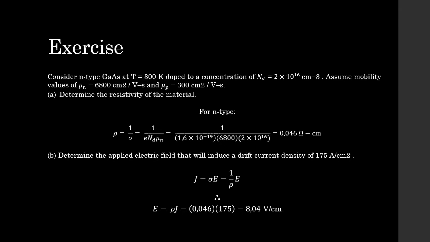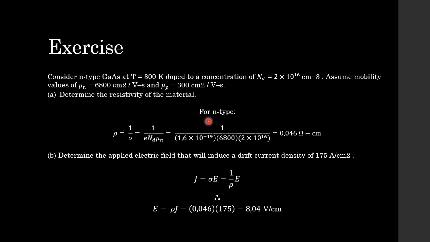And we have an exercise for that. Consider an N-type gallium arsenide at T equals 300 Kelvin, doped to a concentration of donors of 2 times 10 to the 16. So because there's donors, we know this is an N-type. Oh, they did mention that. My bad. And assume mobility values of 6,800 for our electrons and 300 for our holes. So, first part, determine the resistivity of the material.